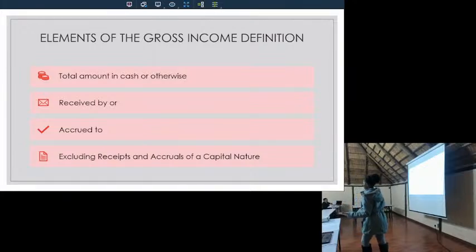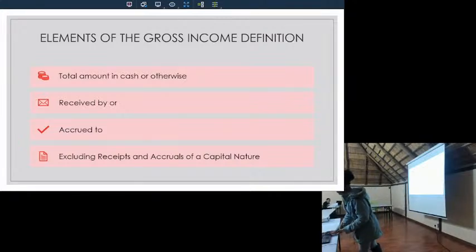Are we good? So you don't have to go through total amount in cash or otherwise. Yes, an amount is in cash. Received by, yes, an amount was received. Don't do that. Just look for one missing element and focus on it. We'll go through the exam technique together now. But that's one thing you shouldn't do. You will be wasting time and you won't be getting any marks.